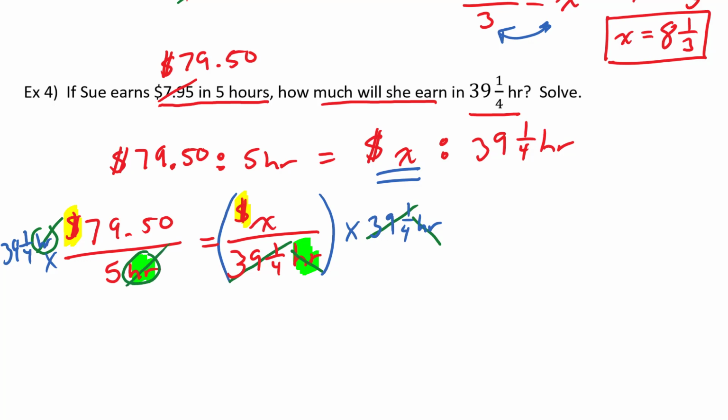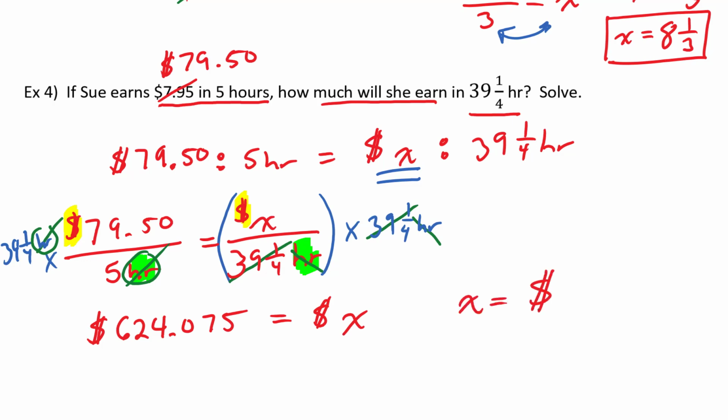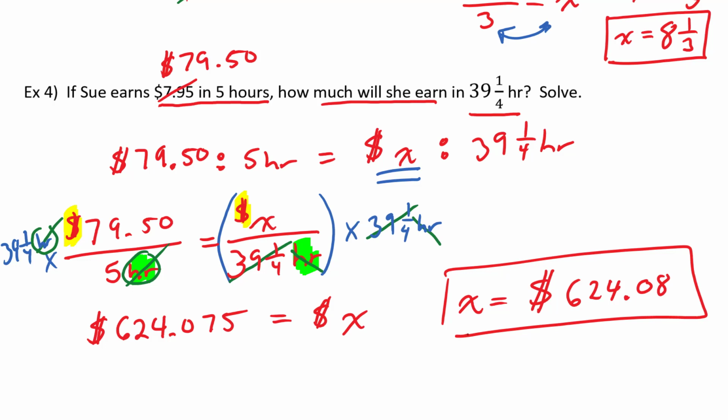Let's now multiply 39.25 by our $79.50 to find out what we get. And that's equal to X dollars. Let's solve for X now. When we're working with money, what do we round off to? We round off to the nearest 2 decimal places. So this would be $624.08.